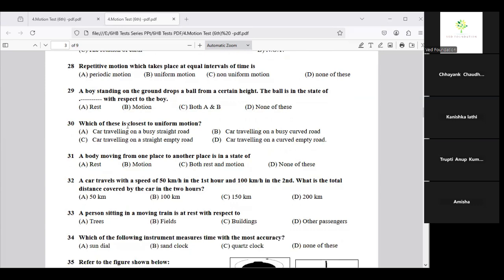30. Which of these is closest to uniform motion? A. Car traveling on a busy straight road. B. Car traveling on a busy curved road. C. Car traveling on a straight empty road. And D. Car traveling on a curved empty road. Car traveling on a straight empty road is closest to uniform motion. So correct answer is option C.